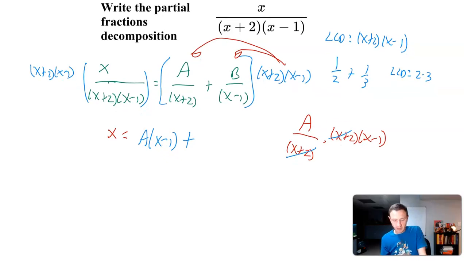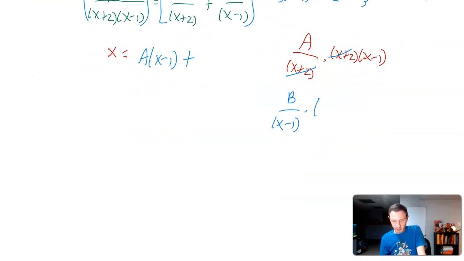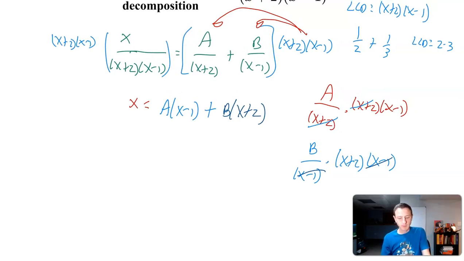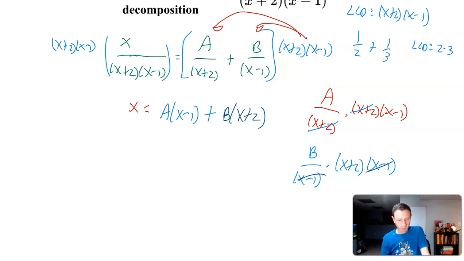And then for B, I'll have B over x minus 1 times (x plus 2) times (x minus 1). So for the B term, the x minus 1s are going to drop out, leaving me with just B times (x plus 2). Now I'm going to multiply everything through and then see what happens from there. So I have x equals Ax minus A times 1, which is minus A, plus Bx plus 2B.